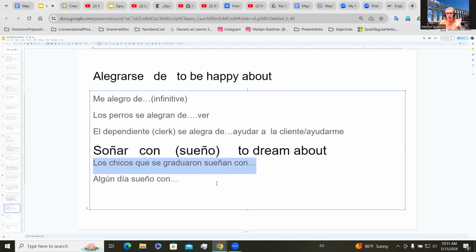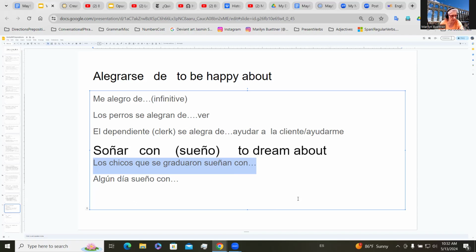Ok, por ejemplo, anoche soñé con una boda de una amiga. Last night I dreamed about a friend's wedding. No sé por qué. Don't know why. Pero soñé con la boda. Soñé con la boda. I dreamed about the wedding. Okay, pero los ejemplos aquí, the easier examples here.